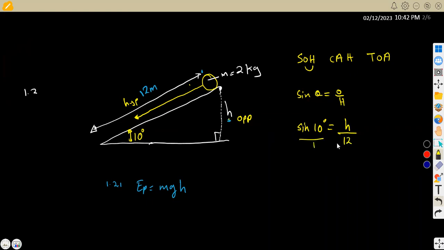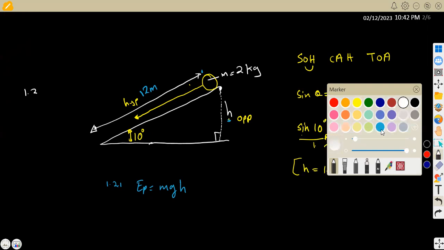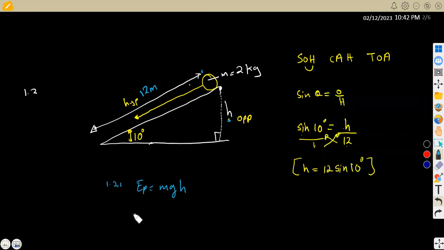So we can write our h, which we need in the formula, by cross multiplying. 1 times h is equal to h. 12 times sine of 10 is going to give us 12 sine 10 degrees. So this is the presentation of our height in terms of sine 10 degrees. We can substitute this since we are given all the values that we need.